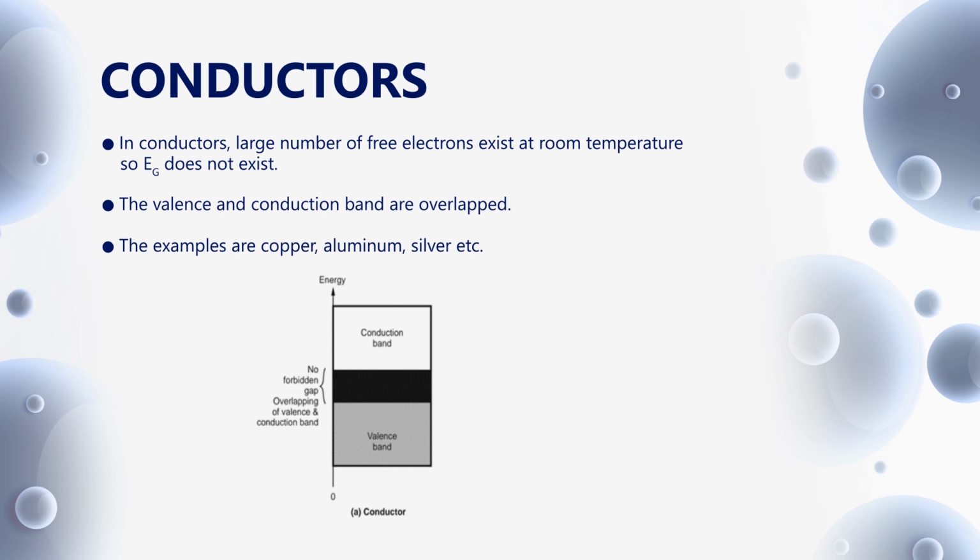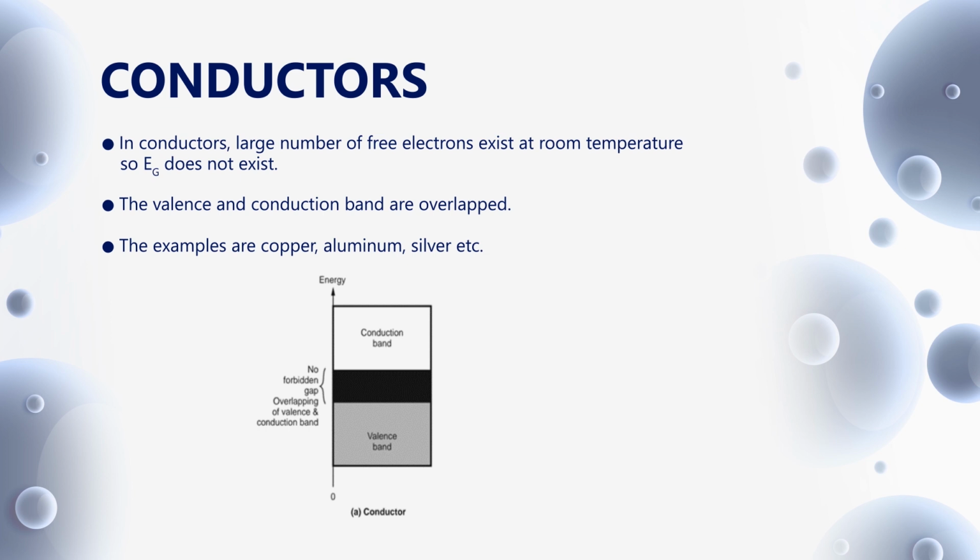The valence band and the conduction band are overlapping in the conducting material. In this conductor, the valence band and conduction band overlap each other. Hence, the conduction is very easy and a high amount of current flows in these circuits. So, examples of conductors are copper, aluminium, silver.